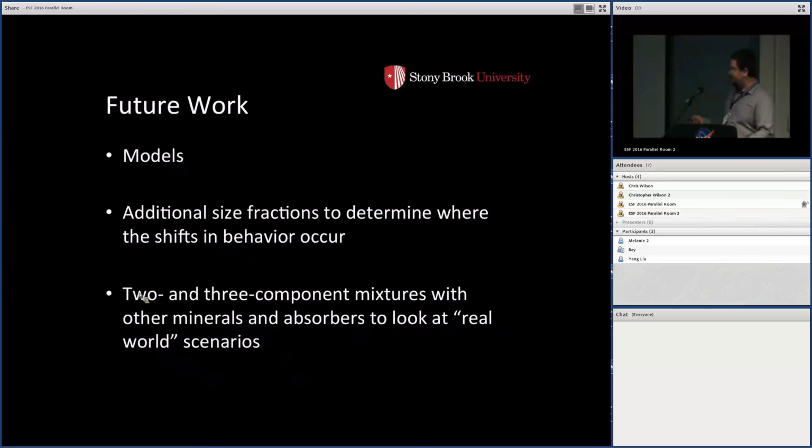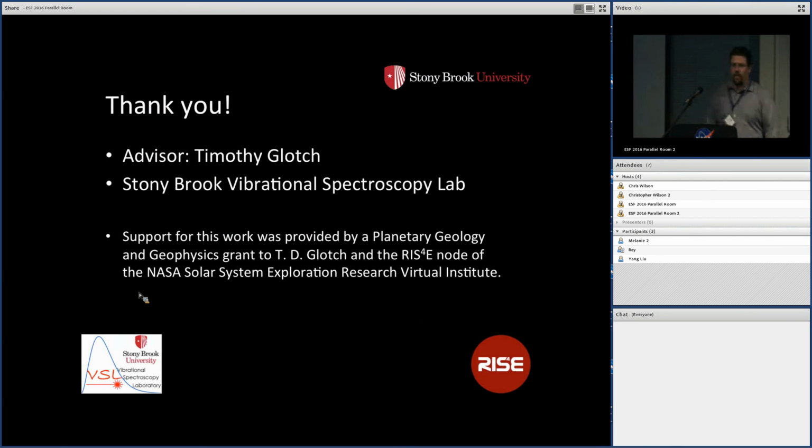In future, we have to get the computer models going. And we're going to get some additional size fractions on all of the halide and aerogel and carbon and everything to see if we can see this transition in behavior occur, see if we can find what size, or really what particle size to wavelength ratio it is, where we start seeing these effects show up. And then we're going to do some 2- and 3-component mixtures with real-world minerals that we would expect to observe on planetary surfaces and see if we can match that to some real observations. So I'd like to thank my advisor and my group, and if there's time, I'll take any questions.